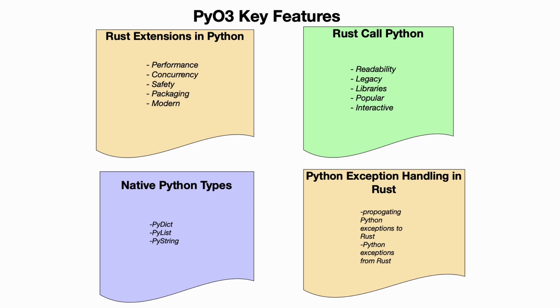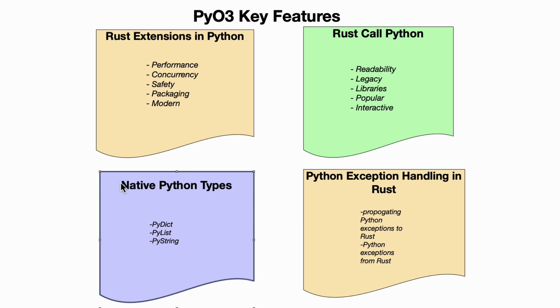So the idea here is that by allowing Rust code to call Python directly, it allows you to do things like call scripts, functions, and manipulate Python objects. We also have the ability to work with native types here as well.